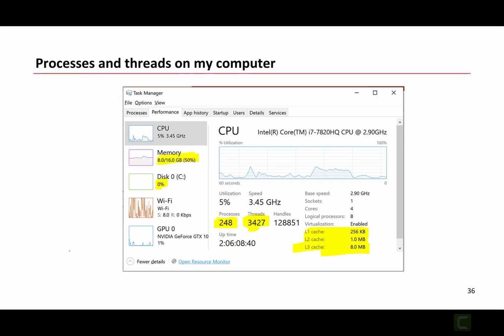When you look at the task manager, if you're using a Windows computer, you will see the number of programs that are simultaneously running on your system. In my system, I have about 248 different processes, and they are running more than 3,000 threads. These correspond to a variety of programs. Chrome itself may create tens of processes. PowerPoint will have tens of processes for a variety of different tasks and so on.